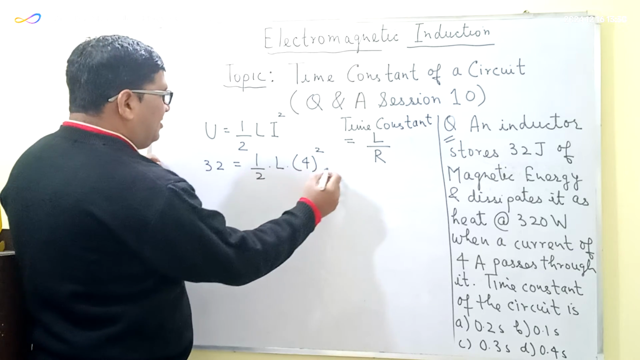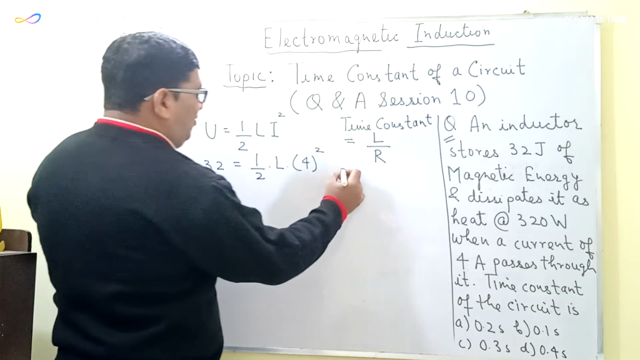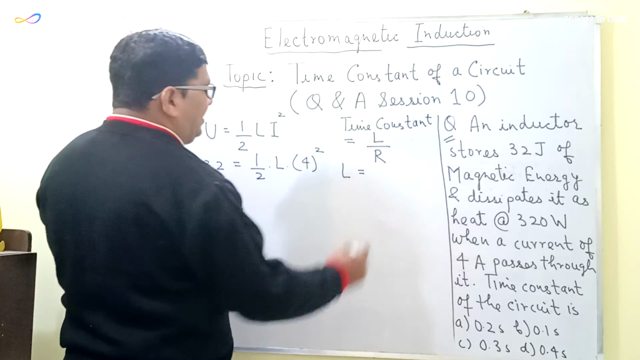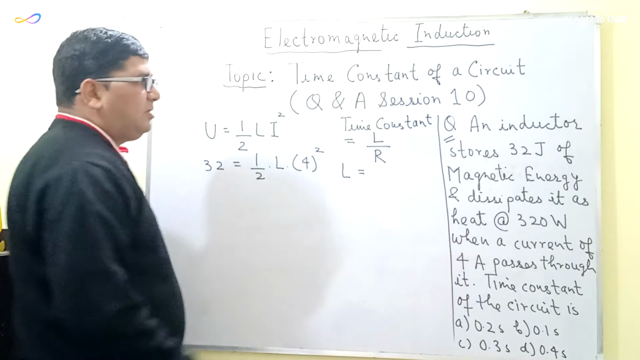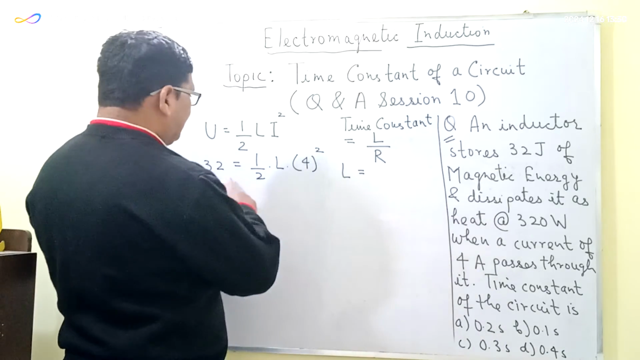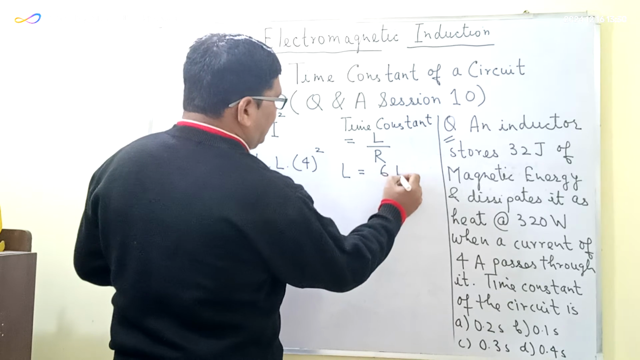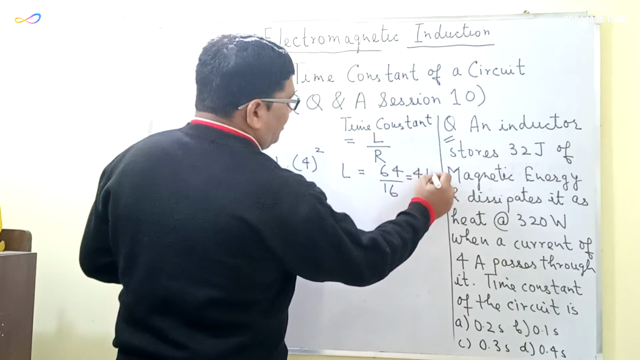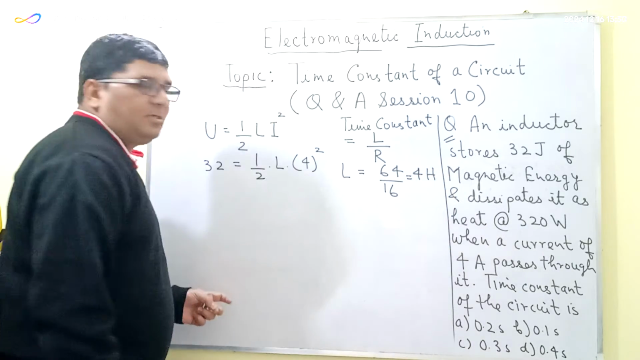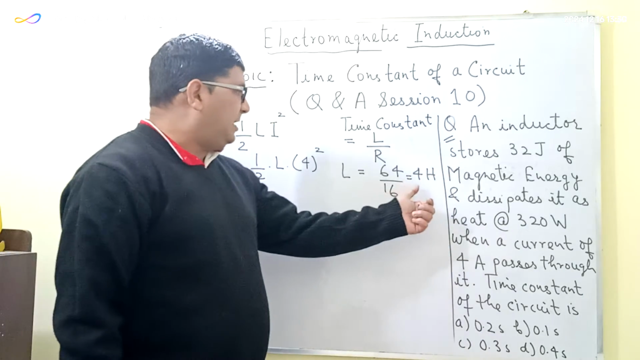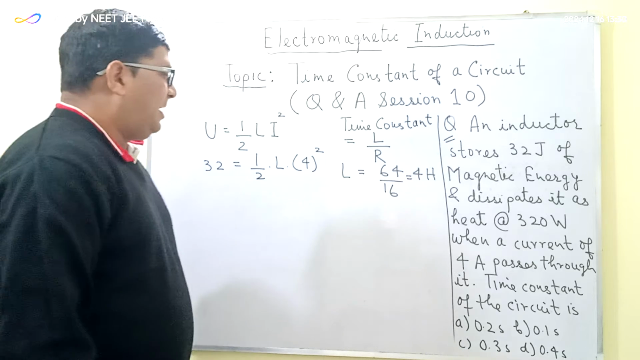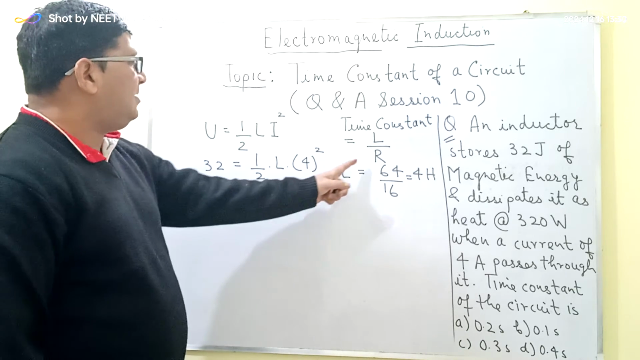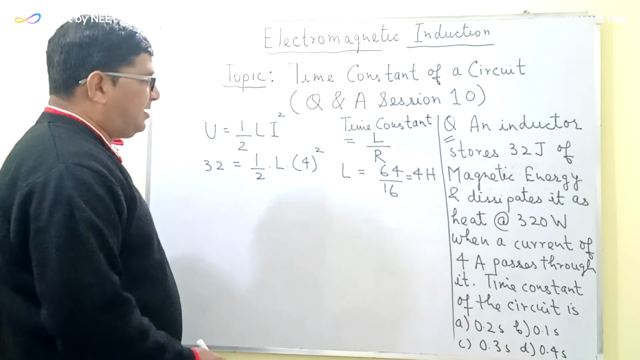So from here the value of self-inductance or the inductance of the inductor will be equal to 64 divided by 16. So this is equal to 4 Henry. The unit of inductance is Henry. So L is equal to 4H. And now we have to find the resistance of this inductor.